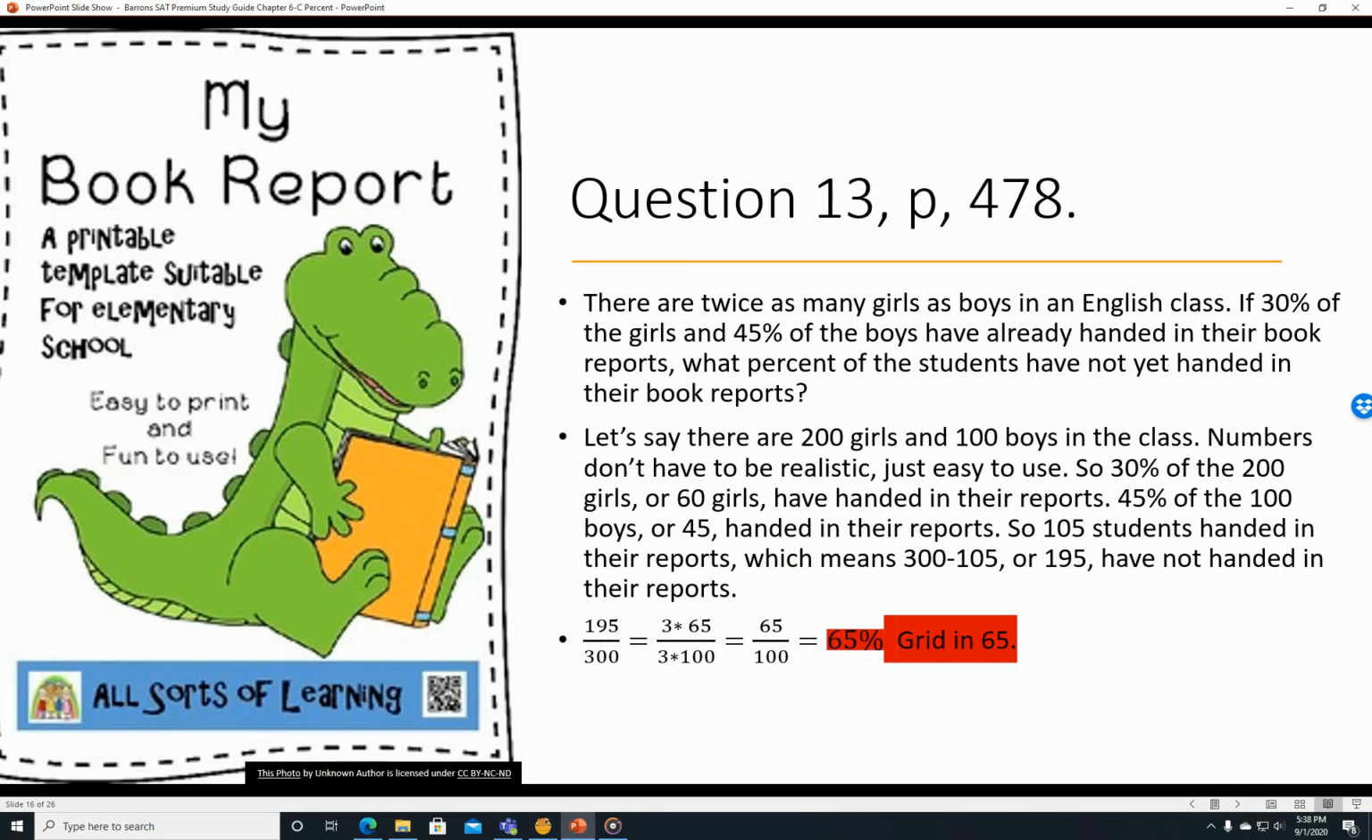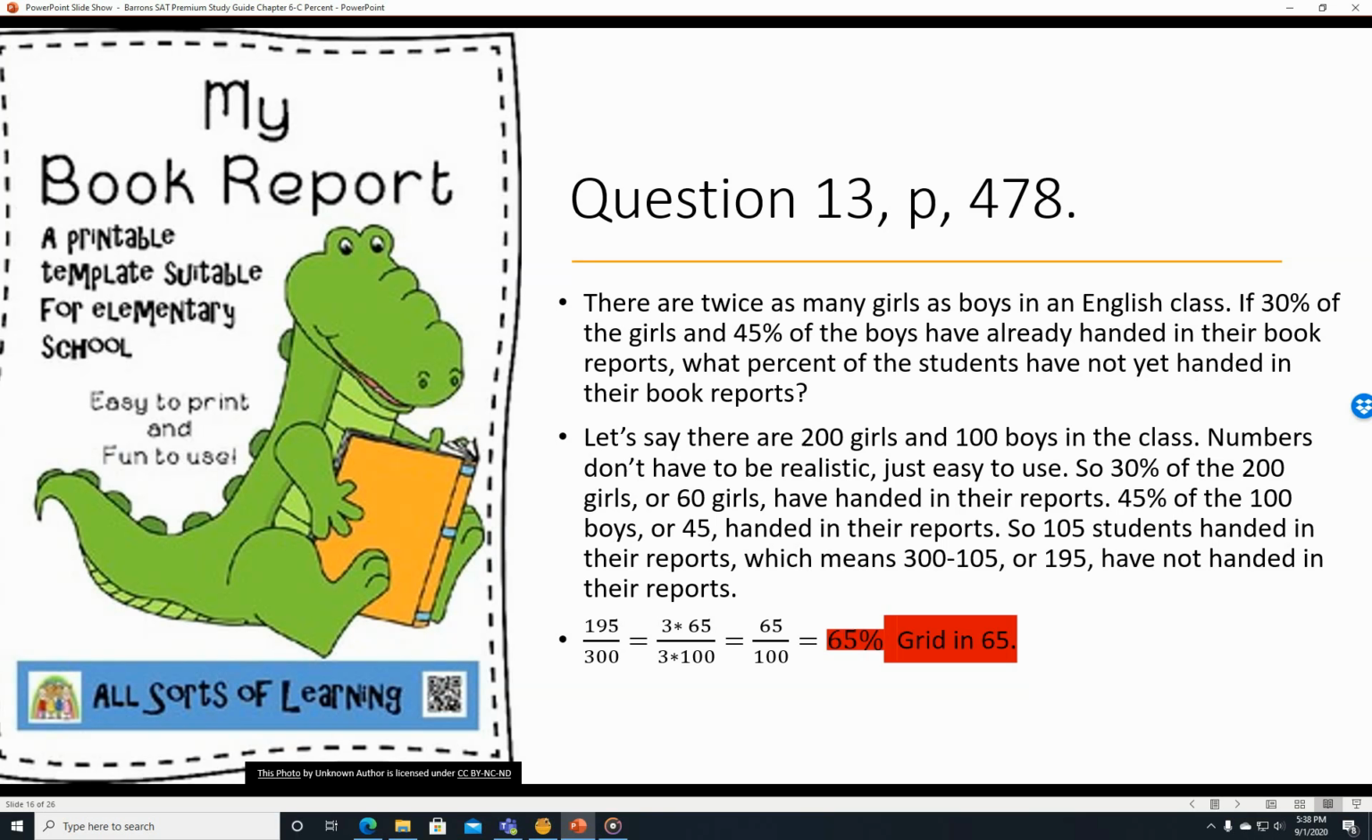Question 13, page 478. There are twice as many girls as boys in an English class. If 30% of the girls and 45% of the boys have already handed in their book reports, what percentage of the students have not yet handed in their book reports? Okay, let's say there are 200 girls and 100 boys in the class.